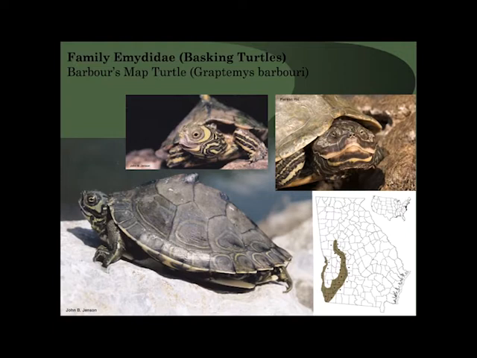Barber's map turtle and the closely related Alabama map turtle are difficult to tell apart, but the distinguishing features are subtle differences in head pattern. Location is the best way to tell these 2 species apart. Alabama maps are in the Conasauga and Oostenaula rivers in northwest Georgia. Barber's map turtles are found in the Chattahoochee and Flint River system in southwest Georgia.